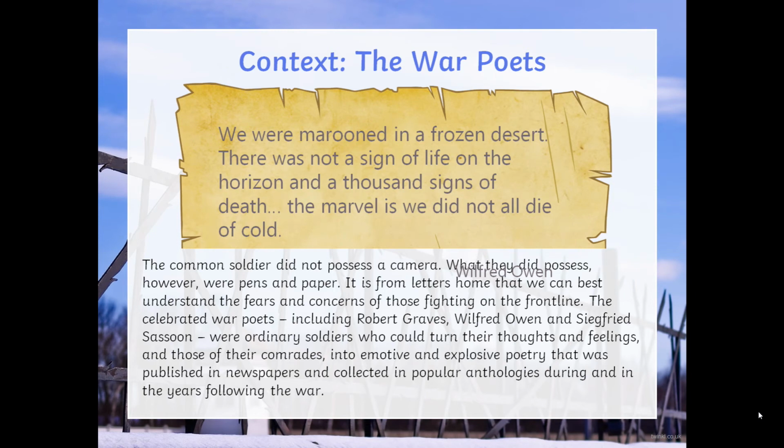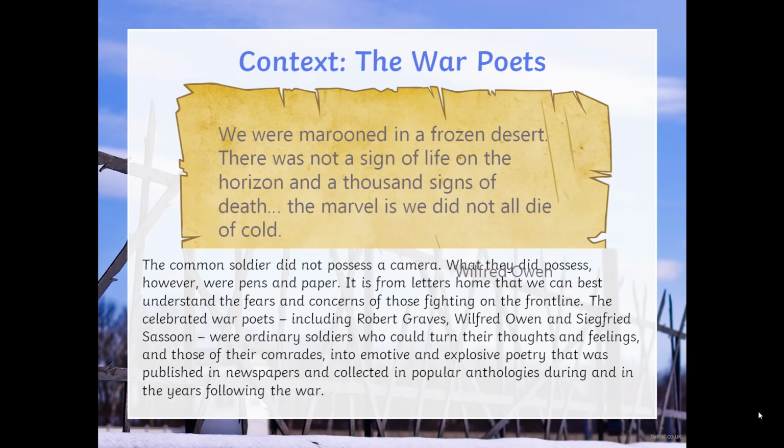Now, the common soldier did not possess a camera. What they did possess, however, were pens and paper. It's from letters home that we can best understand the fears and concerns of those fighting on the front line. The celebrated war poets, including Robert Graves and Wilfred Owen and Siegfried Sassoon, were simple, ordinary soldiers. They weren't out there with the job of writing poetry for war poetry.